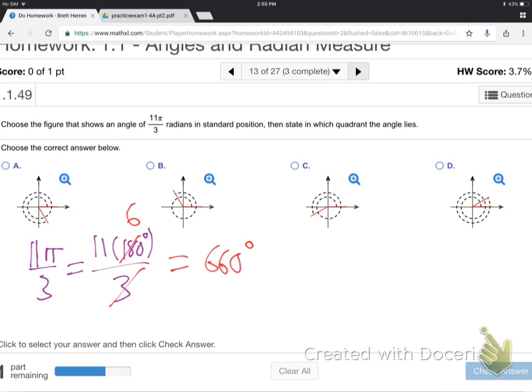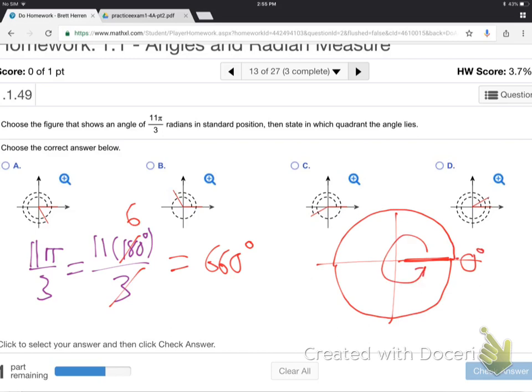So that's 660. Now that's more than 360. That's more than all the way around, isn't it? Right? So like if you're starting here at 0, draw the unit circle here. Starting here at 0, and you go all the way around, that's 360, and this thing keeps on going. How much after 360? Well, 300. Yeah, subtract 360 from it, and you'll get 300 extra after the original 360. Am I going too fast? Does that make sense what I'm doing?